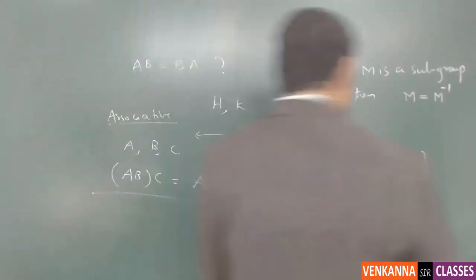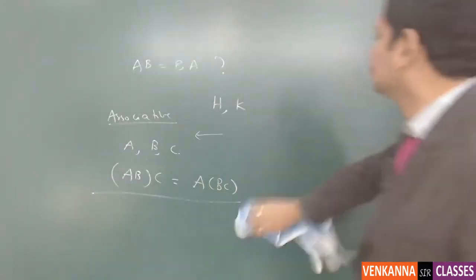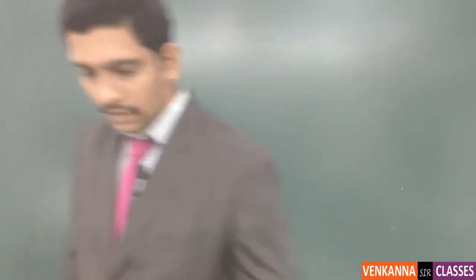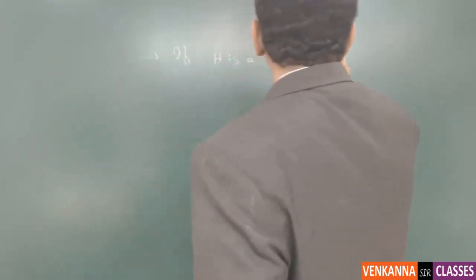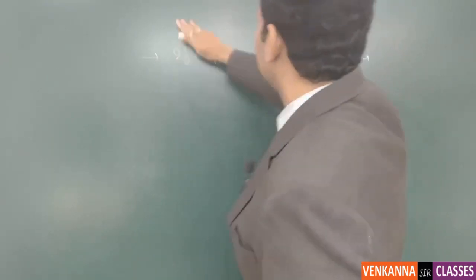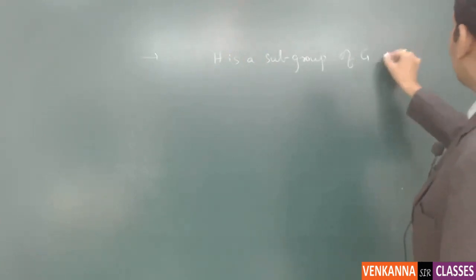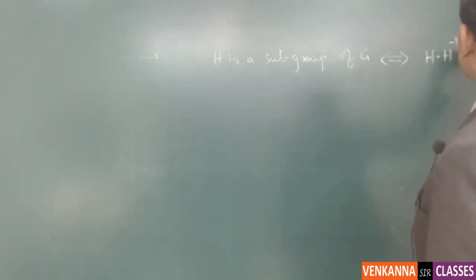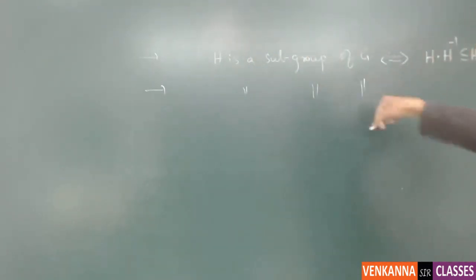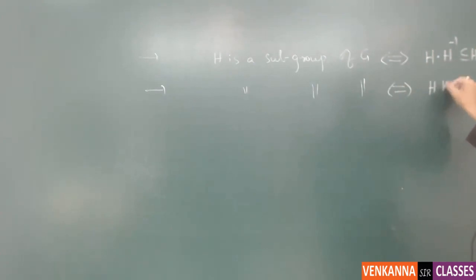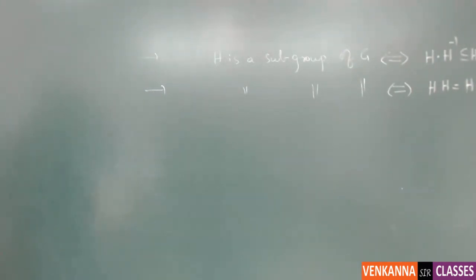Now there are some interesting observations which we need to know. One is: H is a subgroup of G if and only if H inverse is a subset of H. Second result: if H is a subgroup of G, then H times H equals H. These are two good results. Please take a note of them.